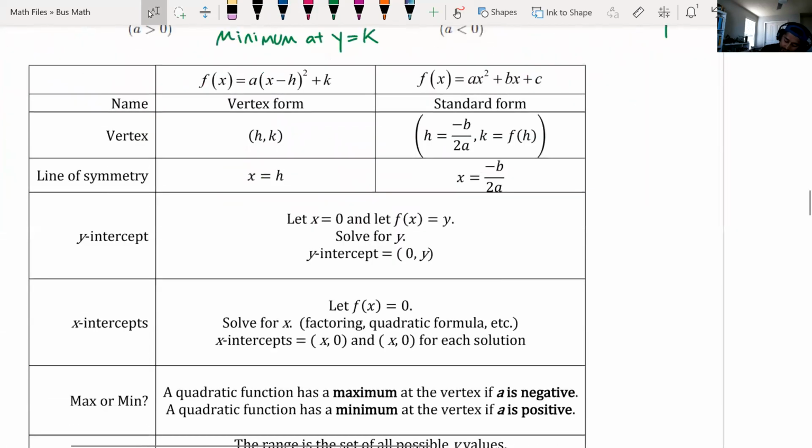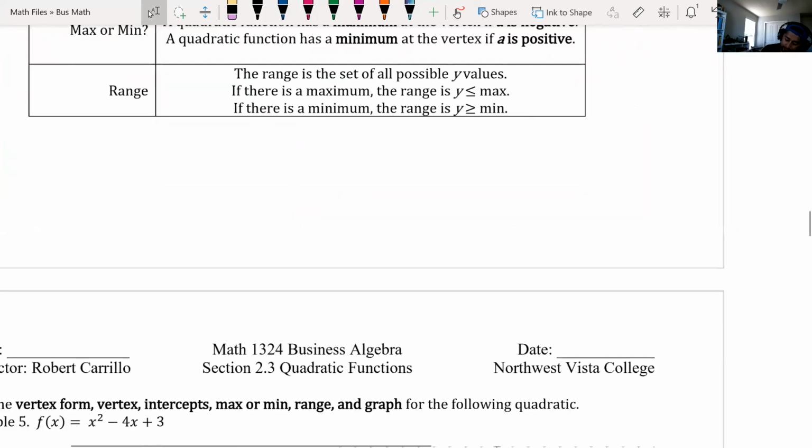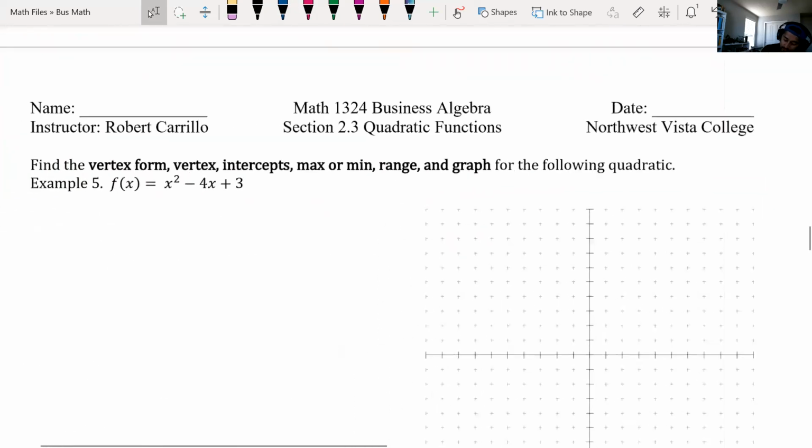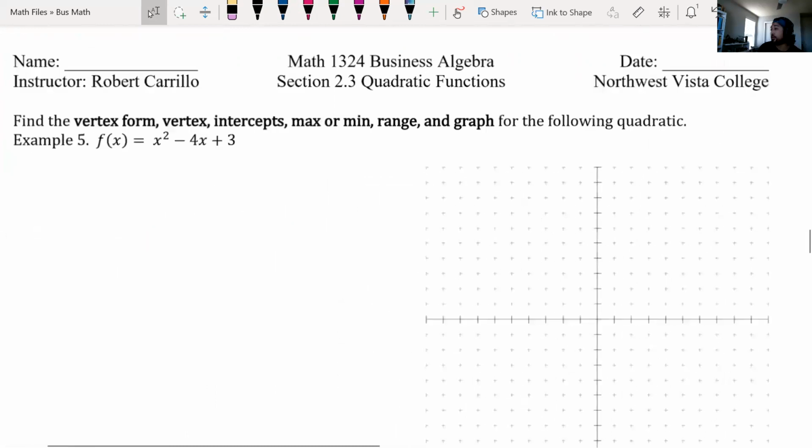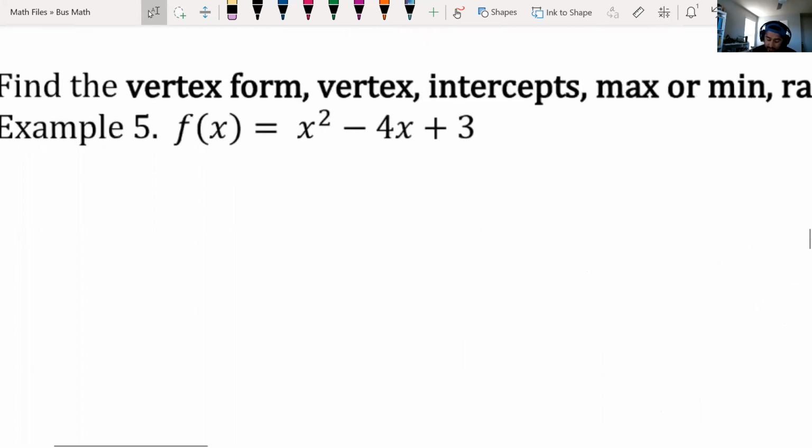Okay. So let's try some out. All right. First example up. Find the vertex form, the vertex, the intercepts, the max or min, the range, and graph it. So much. Okay, so our first job is to find the vertex form, which means we are going to complete the square. So let's go ahead and handle that first.